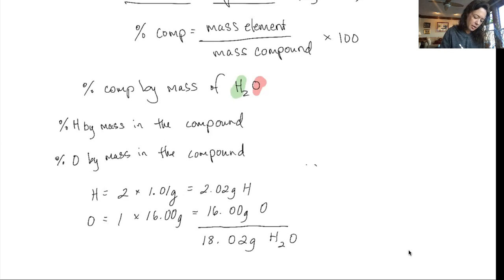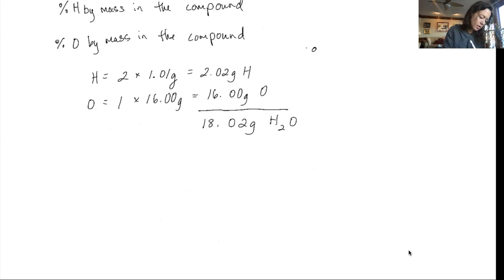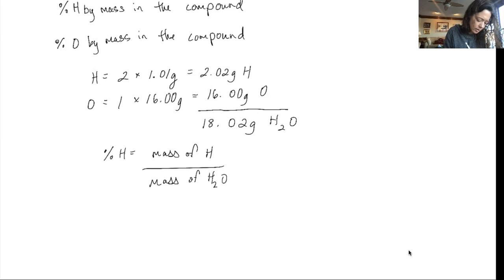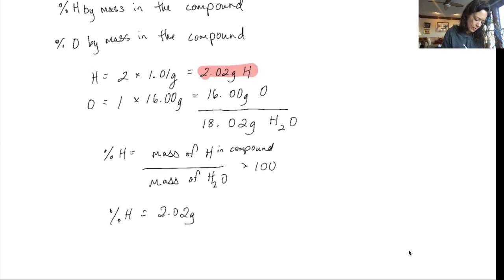So the percent, let me get rid of that. I like to work down, right? The percent hydrogen is equal to the mass of H divided by the mass of H2O times 100, right? And this is the mass of H in the compound. So the percent hydrogen will be equal to our 2.02 grams divided by the mass of the compound, which will be our 18.02 grams.